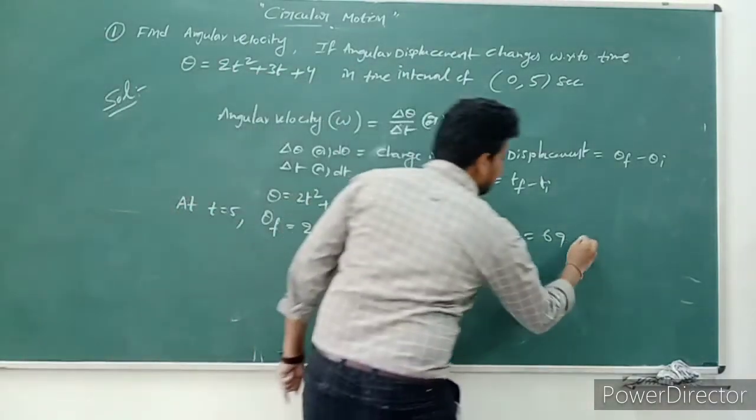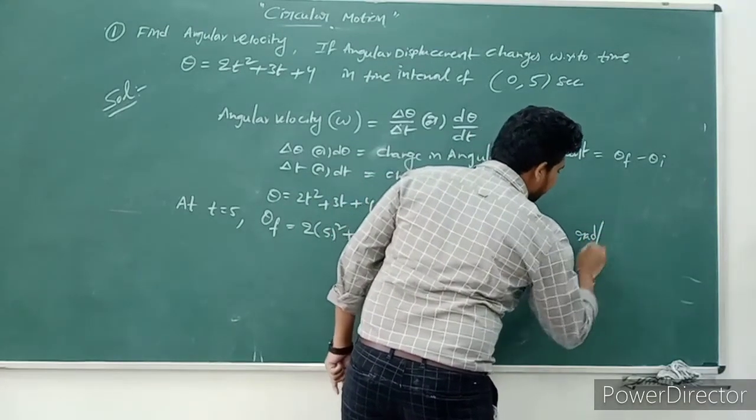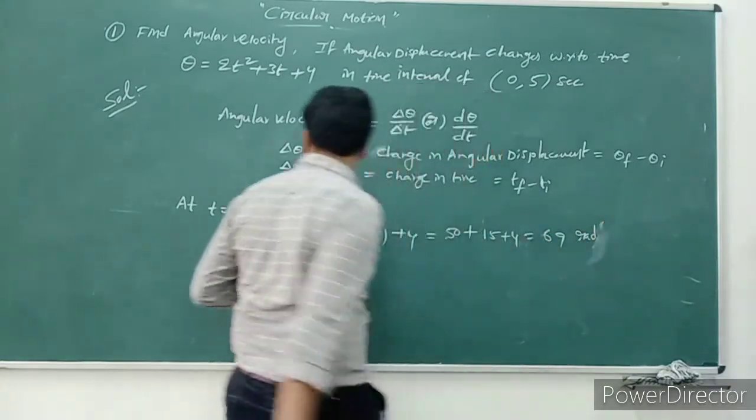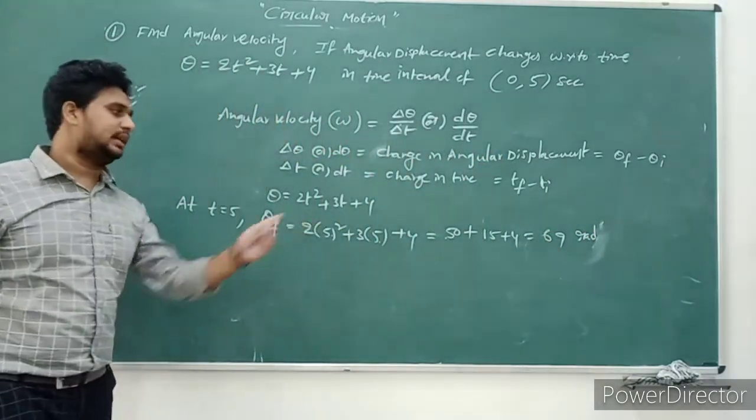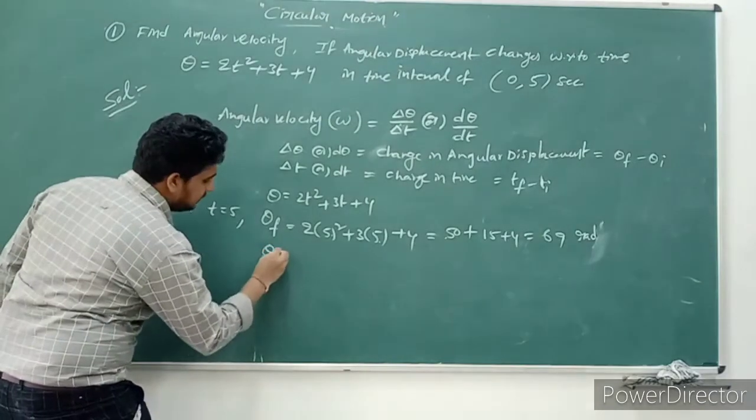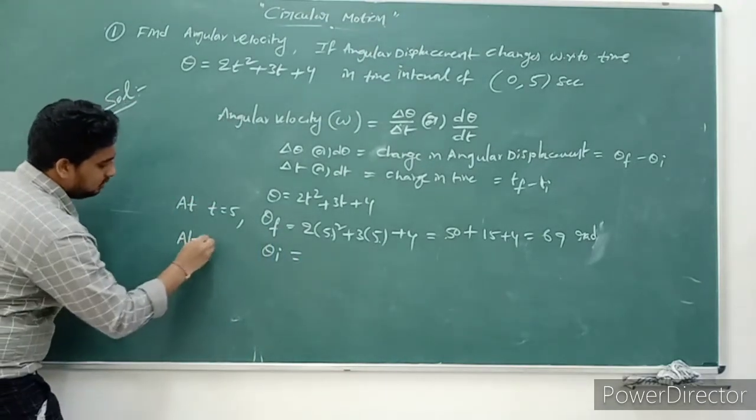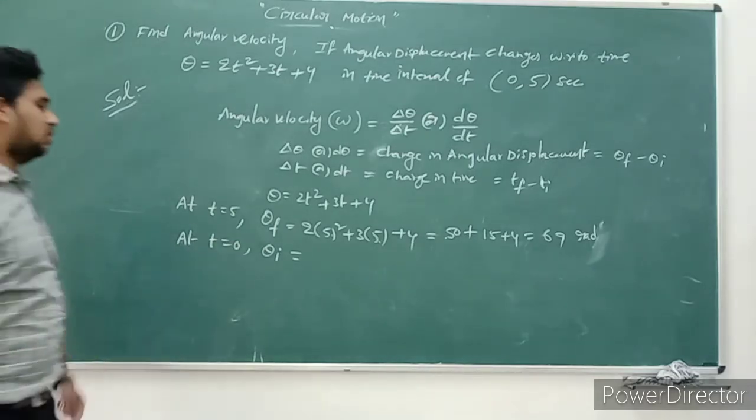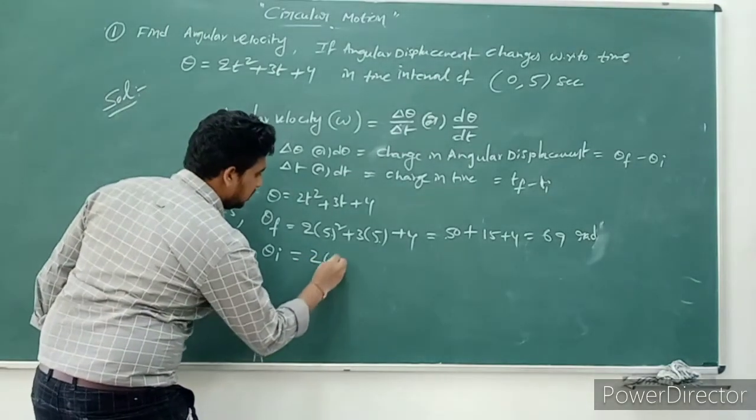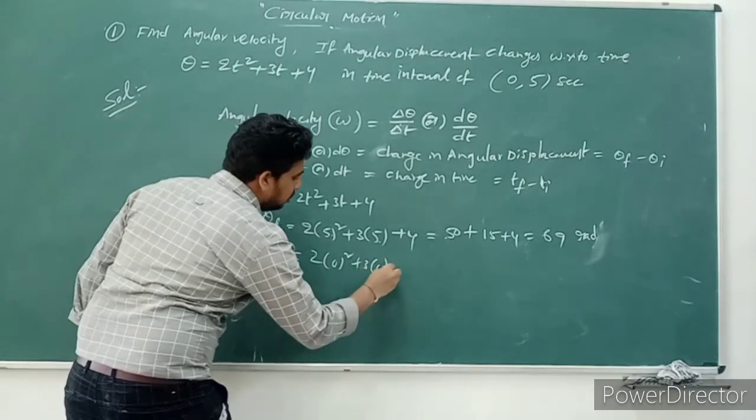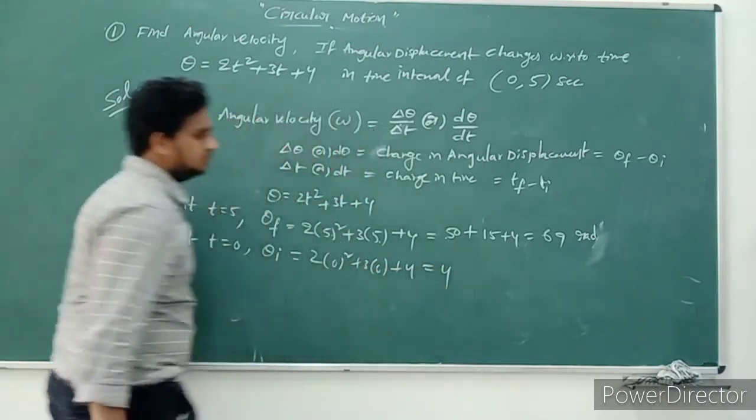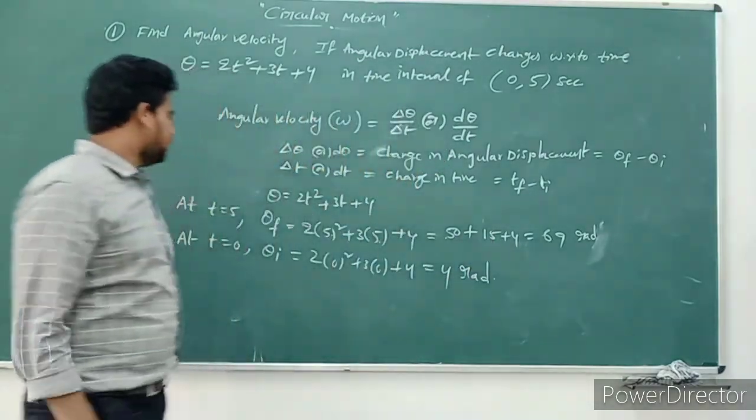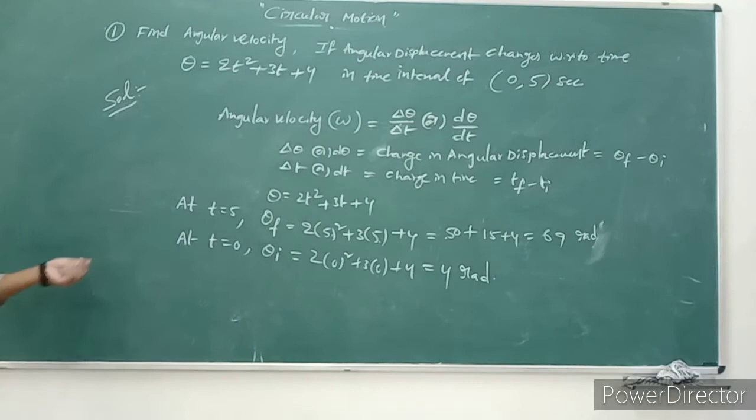What is the unit of this? Radians, because this is angular displacement theta, and its unit is radians. Next, theta i is at t is equal to 0. So 2 into 0 square plus 3 into 0 plus 4, that is equal to 4 radians. So we got the final value and the initial value.